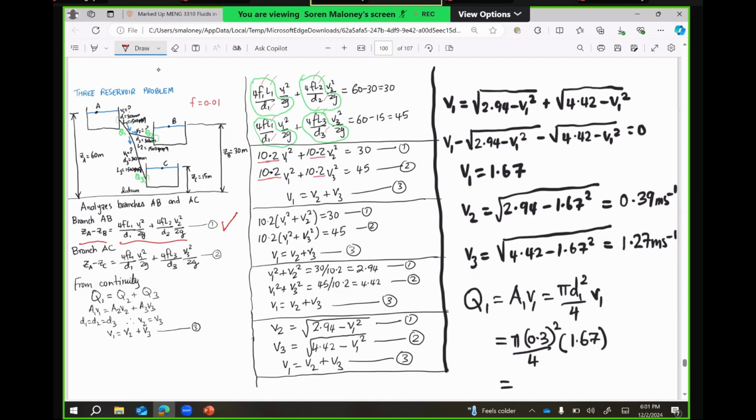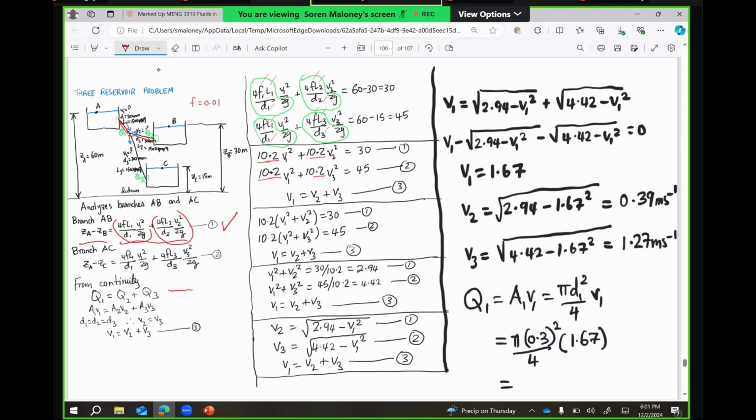We're ignoring those. So I look at branch AB, the branch going between A and B. We have the frictional loss in the first pipe here that I'm writing as this one, and then the frictional loss in the second branch. So the first branch and then this branch. And we do the same thing for AC now. And then we also use our continuity.